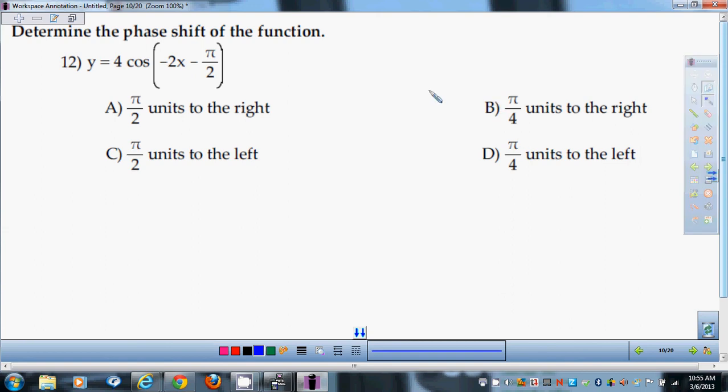All right, negative C over B. Holly, what are my negative C and B values? Negative pi over 2, which would make it positive. And then my B? Well, the x is like the angle, so we leave that there. So would that be negative pi over 4? Negative pi over 4 takes you to the left or to the right?